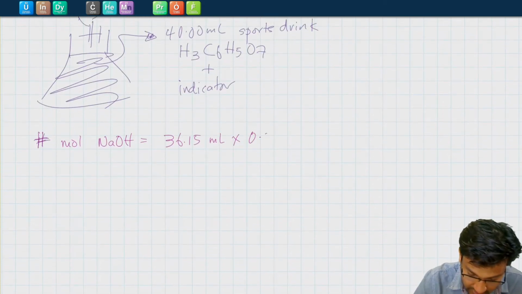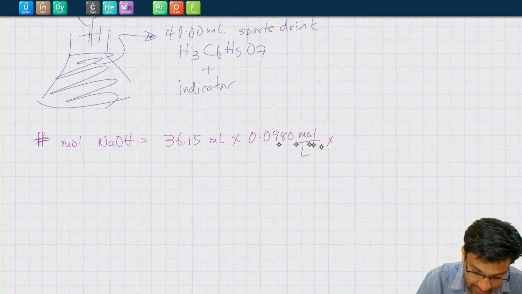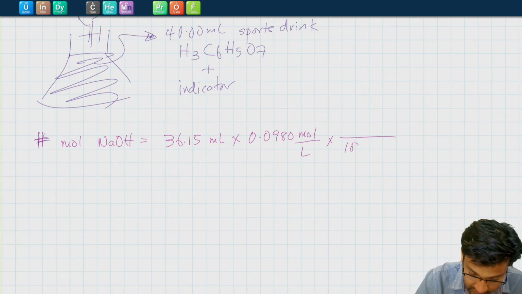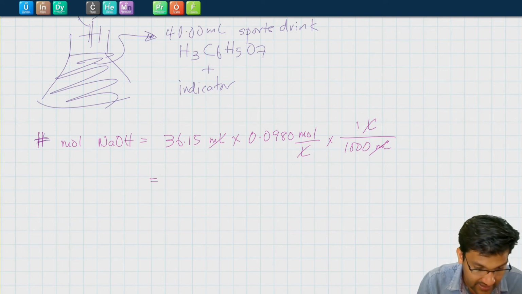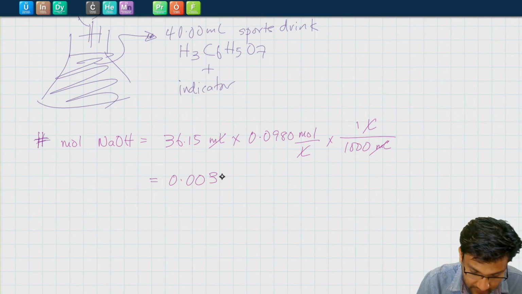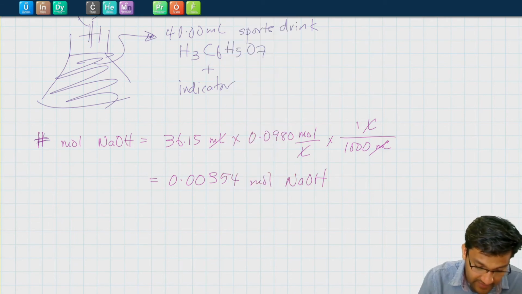So that's 0.0980 molars, which is moles over liters. Units don't quite cancel out, so let's convert milliliters to liters. So now that it does cancel out, in this calculation we find that we have about 0.00354 moles of NaOH. So how many moles of the acid did we have?